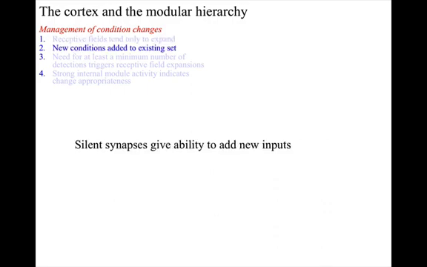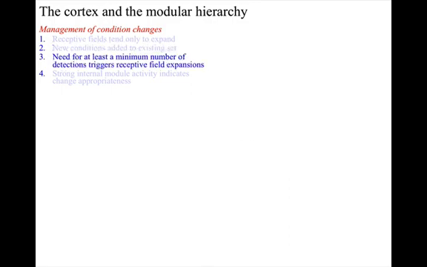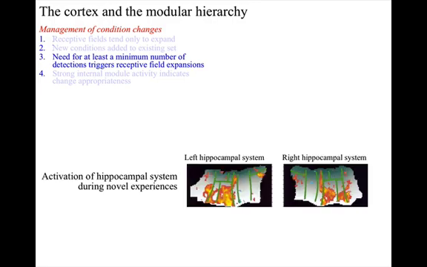The predicted ability to add new conditions to existing sets is observed in the existence of zero-weight synapses that can be added to a dendritic branch. The prediction that receptive field expansions are triggered only by too few receptive field detections is supported by the observation that novel events are in general easier to recall in detail than routine events. And jumping ahead a little into the discussion of the hippocampus as the cortical change manager, there's much more activity in the hippocampal system during novel experiences.